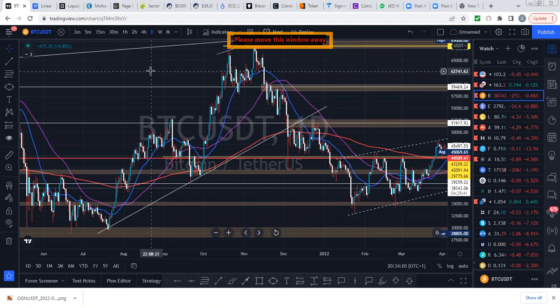A moving average can be calculated in different ways. A 5-day simple moving average, SMA, a 5-day moving average, that's the 5 moving average, adds up the 5 most recent daily candle closes.